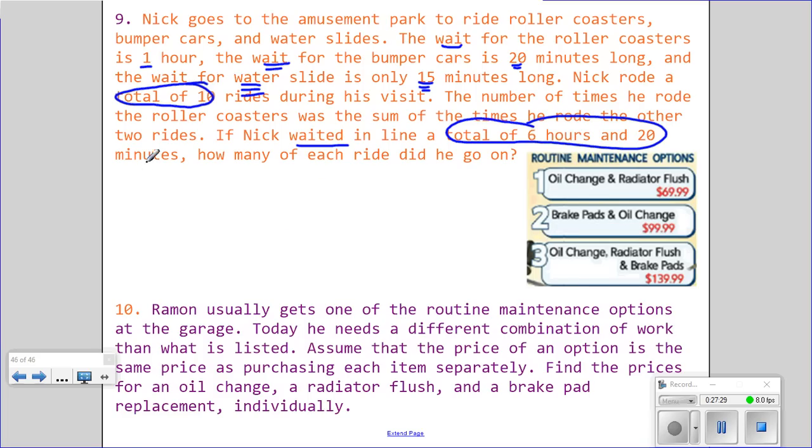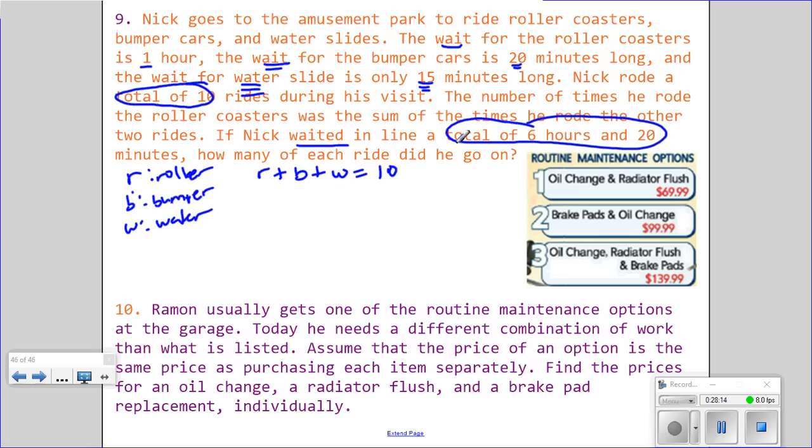So our three unknowns each represent each ride. So we could have R for roller coasters. We could have B for bumper cars. And W for the water slide. So our first equation should represent the total. That's usually the easiest one. So the total number of rides he rode was 10. So R plus B plus W equals 10.